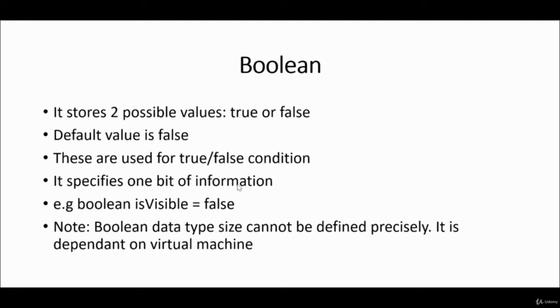It takes 1 bit of information, but note that the boolean data type size cannot be defined precisely, because it is completely dependent on the virtual machine, right? Just like I have a laptop and the virtual machine I have, it's dependent on it. It's not precise, but it takes 1 bit of information. So we'll see how you define a boolean in a program.